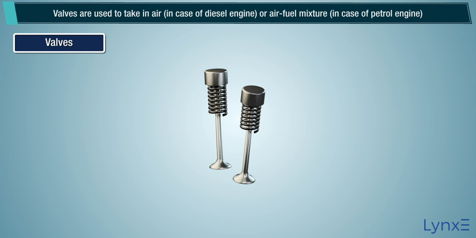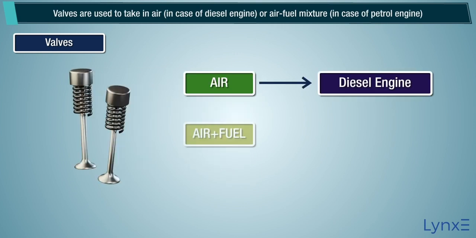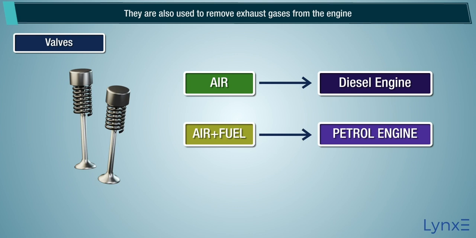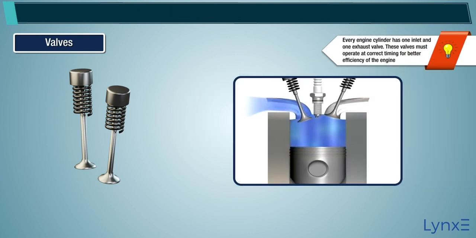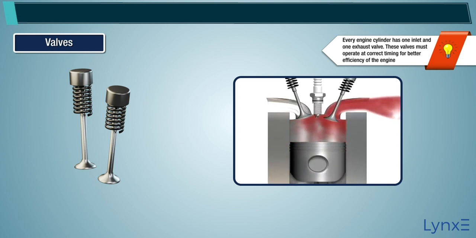Valves. Valves are used to take in air, in case of diesel engine, or air-fuel mixture, in case of petrol engine. They are also used to remove exhaust gases from the engine. Note: every engine cylinder has one inlet and one exhaust valve. These valves must operate at correct timing for better efficiency of the engine.